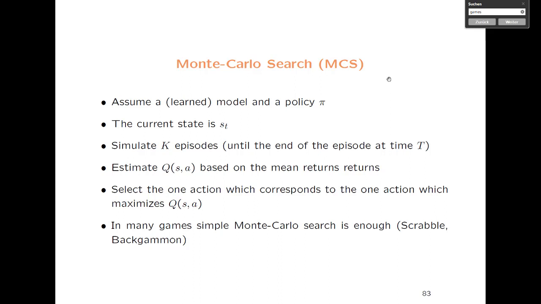The current state is s_t. Then they simulate k episodes until the end of the episode, and estimate the Q function based on the mean returns. Select the one action which maximizes the Q function. And for many games now, with amazing computational power available, simple Monte Carlo search is sufficient, for example in Scrabble or also in backgammon.